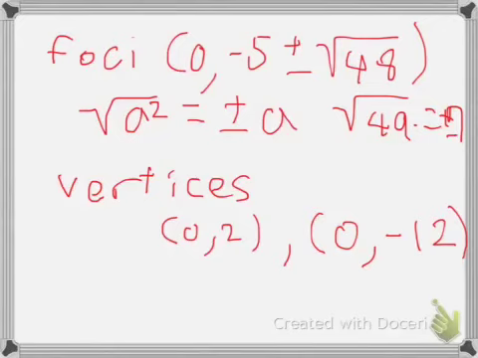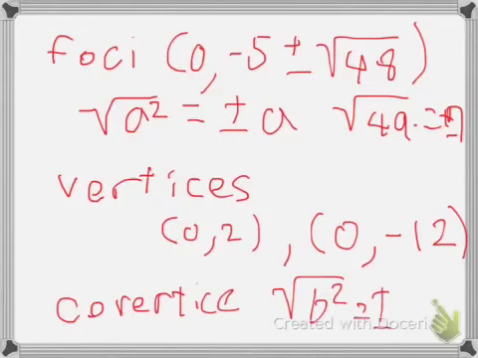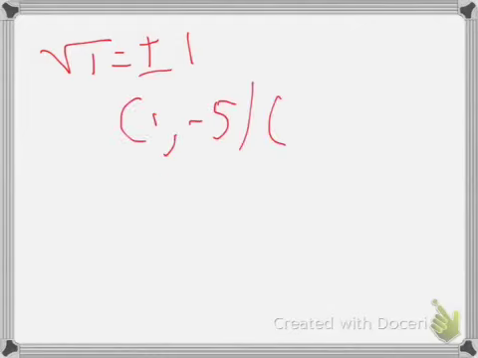Now to find the co-vertices, you do the same thing except now for the value of b, and this time you add it to the x value, and it's 1. So you get 1, negative 5, and negative 1, negative 5. And that's how you find the center, foci, vertices, and co-vertices of an ellipse.